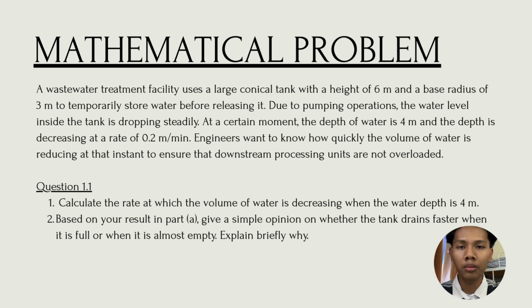0.2 meters per minute. Engineers want to know how quickly the volume of water is reducing at that instant to ensure that downstream processing units are not overloaded. Question: there are two questions. First, calculate the rate at which the volume of water is decreasing when the water depth is 4 meters.